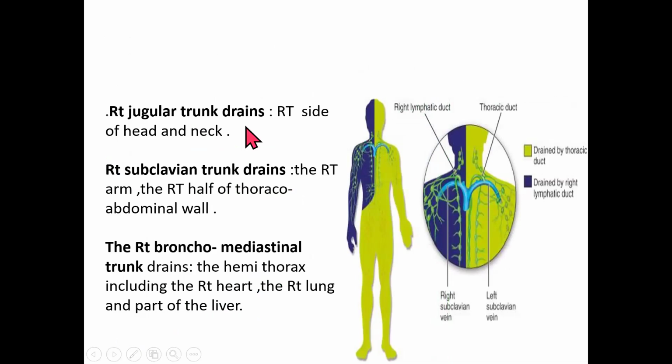The right jugular trunk drains the right side of the head and neck. The right subclavian trunk drains the right arm and the right half of the thorax and abdominal wall. The right bronchomediastinal trunk drains the hemithorax, including the right heart, right lung, and part of the liver.